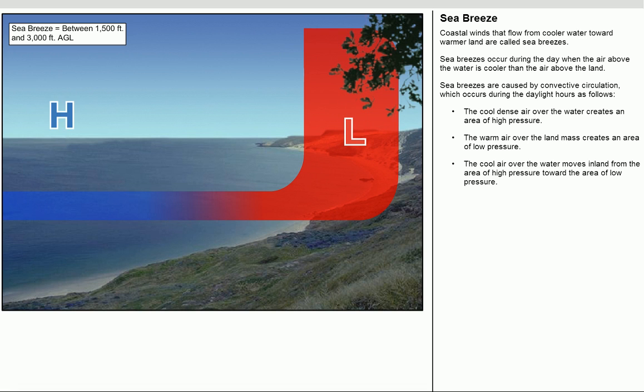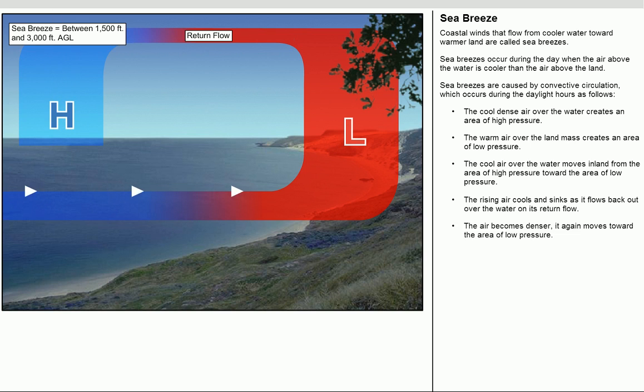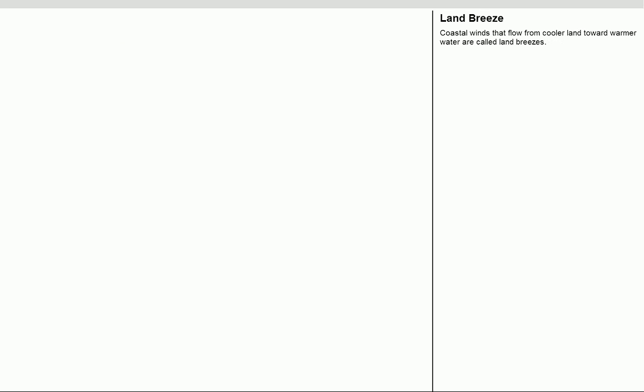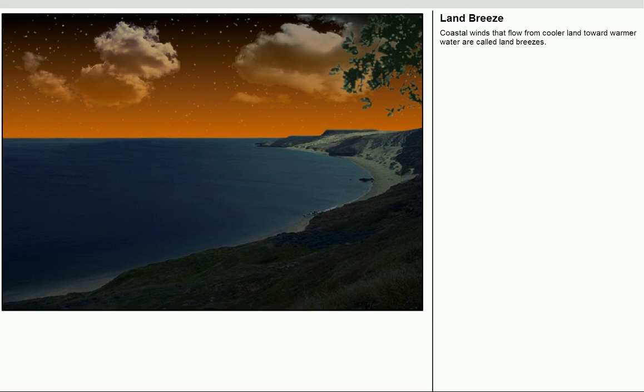The cool air over the water moves inland from the area of high pressure toward the area of low pressure. As it crosses the landmass, the cool air warms and rises, continuing the convective circle. The rising air cools and sinks as it flows back out over the water on its return flow. As the air becomes denser, it again moves toward the area of low pressure.